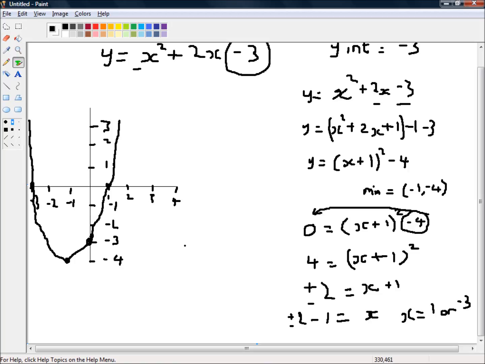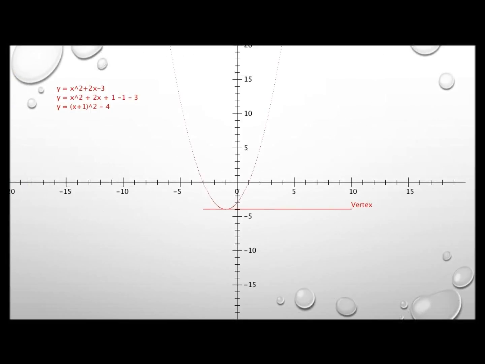In fact, let's go ahead and see what the computer plots. And when we check those answers with the computer plot, we can see that the x-intercepts really are at x equals -3 and x equals +1. That the minimum point really is at x equals -1, y equals -4, and that the y-intercept really is at y equals -3.